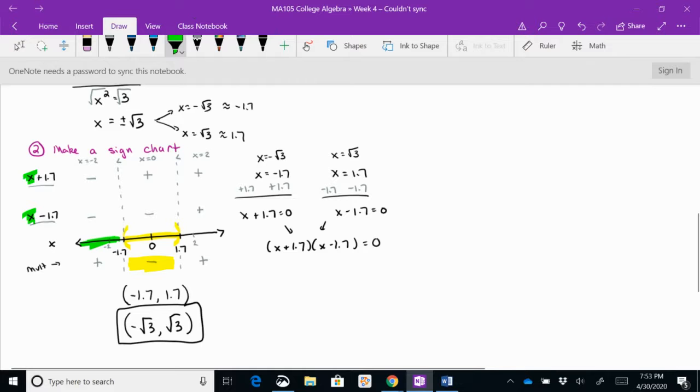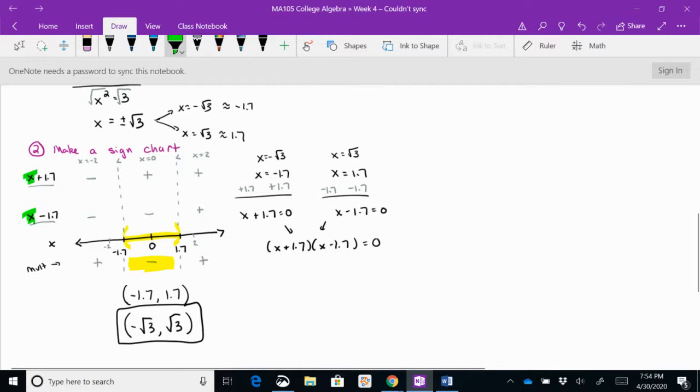You can pick any number you want in the section. I picked negative 2, but I could have picked negative 3, negative 4, negative 10, anywhere in that area of the number line. Then you do it again in the middle. I picked 0 because that's an easy number to plug in, and 0 is between negative 1.7 and 1.7. Then you pick a number on the other side of 1.7. I picked 2, but I could have picked 10 or 100. You just want a number in that section of the number line.